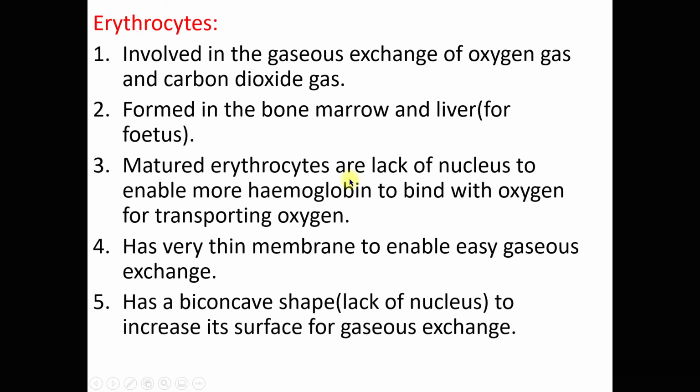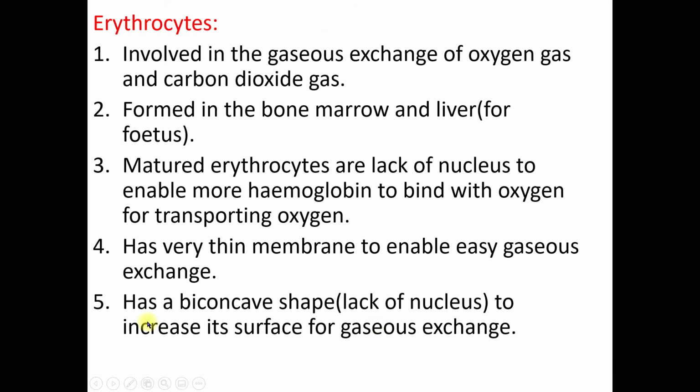Red blood cell has a very thin membrane, right? A thin plasma membrane to enable easy gases exchange, so that oxygen and carbon dioxide can diffuse into or out from the red blood cell easily. That's why the red blood cell plasma membrane is very thin.